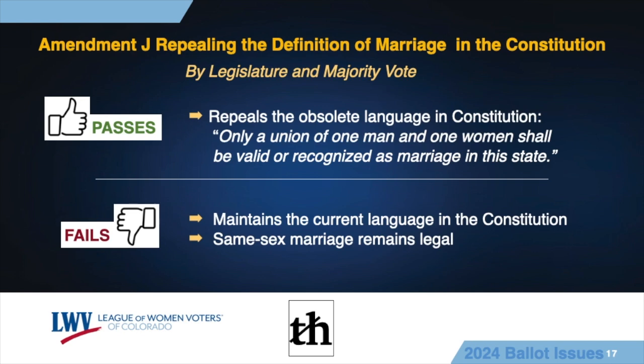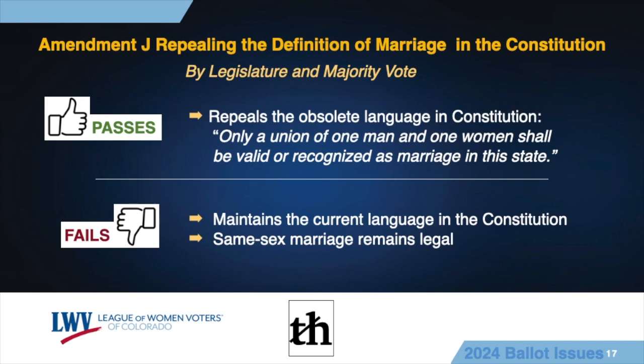Amendment J, repealing the definition of marriage in the Constitution, was placed on the ballot by legislators with 1 Democrat no vote and 8 Republican yes votes. A simple majority of voters is needed to repeal a provision in the state constitution because it takes out instead of adding in. What if it passes? 9 years ago, the U.S. Supreme Court legalized same-sex marriage across all 50 states. By passing this amendment, the state constitution's obsolete language will be eliminated and be in line with the court rulings and the current federal law.